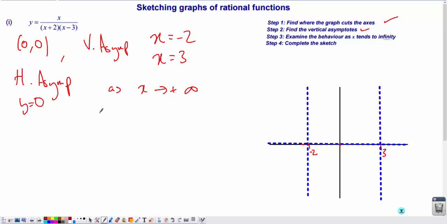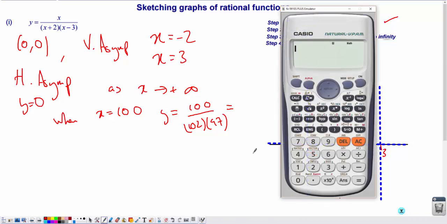So let's plug in x equals, let's say, 100. What is y? Well, y is equal to 100 over 102 times 97. It doesn't matter what the value is, but it is bigger than 0. That's what we really care about, because we're relating it to my asymptote. You could just use a calculator and work it out if you want to, but clearly that's a positive number.